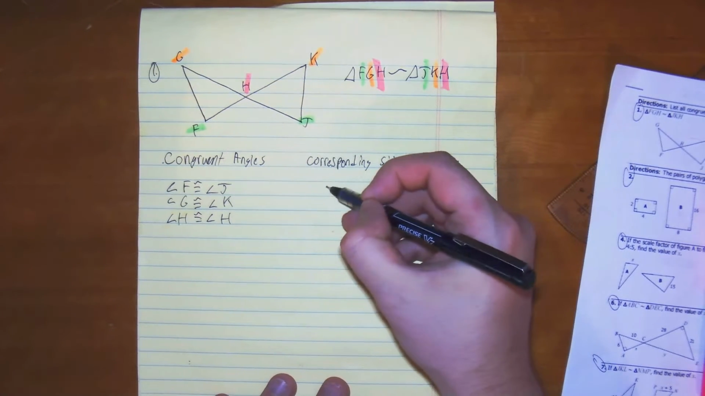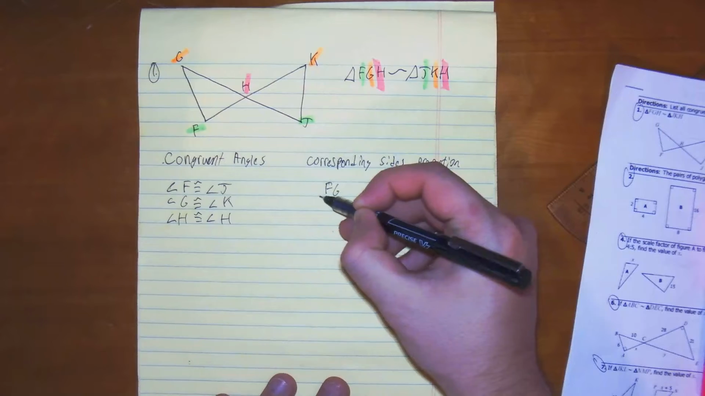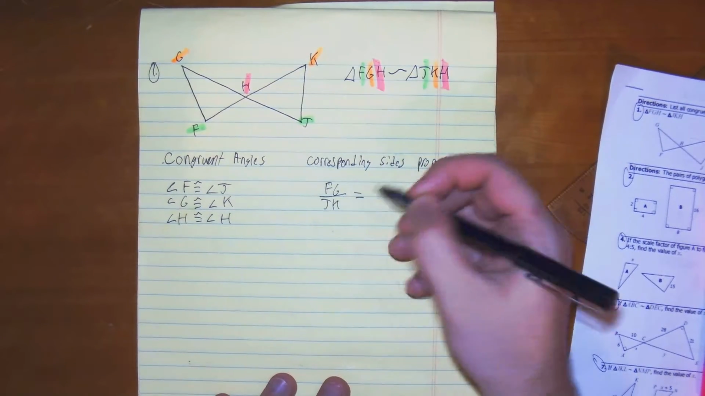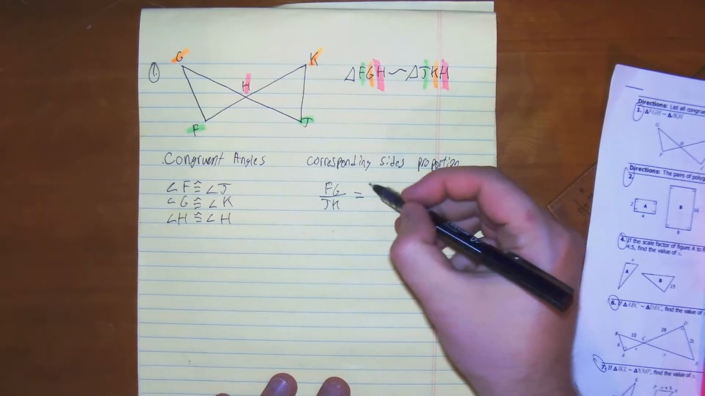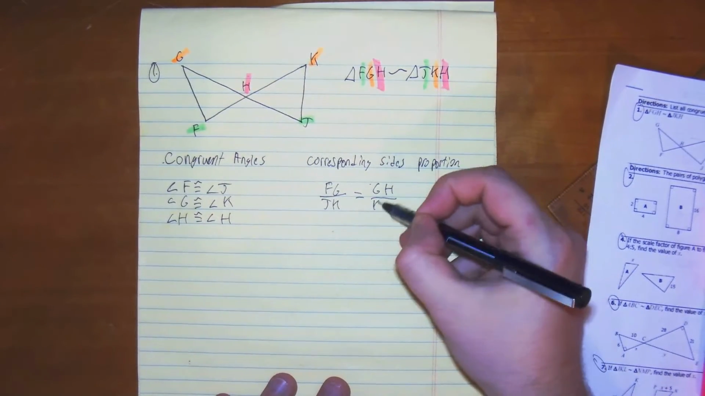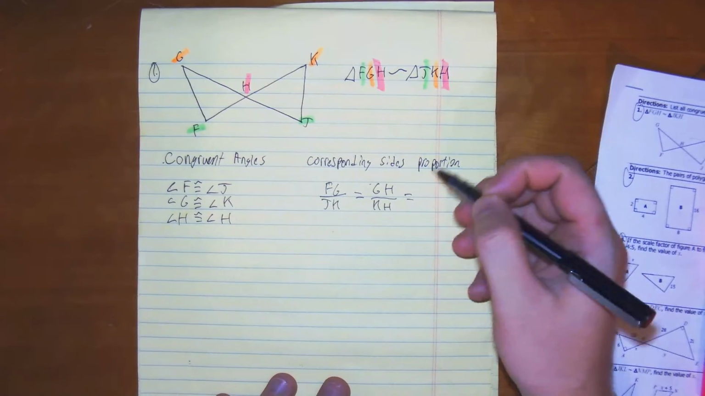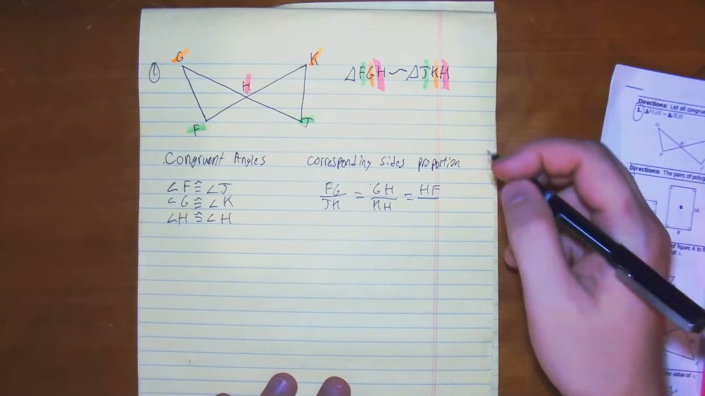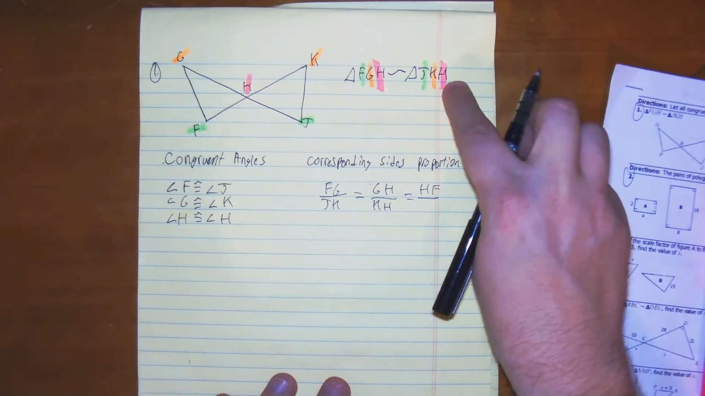So we have FG is going to be over JK, which is equal to GH over KH. And lastly, we have HF is going to be proportional to HJ.